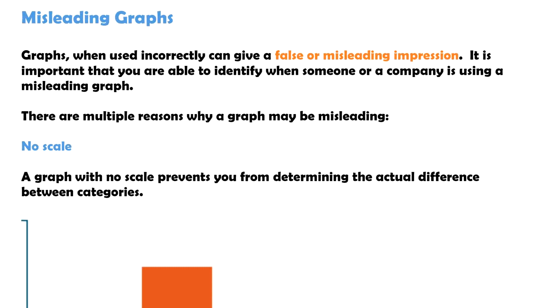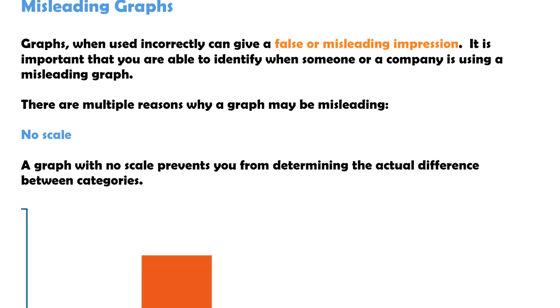In this video, we're covering misleading graphs. So graphs, when used incorrectly, can actually give a false or a misleading impression. And it is important that you are able to identify when someone or a company is using a misleading graph, because it has happened in the past. A lot of news programs put out misleading graphs to mislead the public into thinking something when it's not really that bad or dire. So there are multiple reasons why a graph may be misleading.